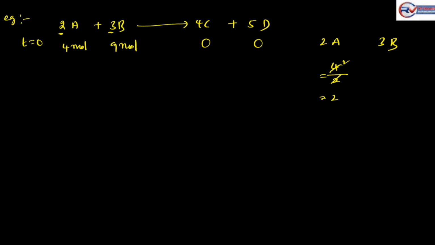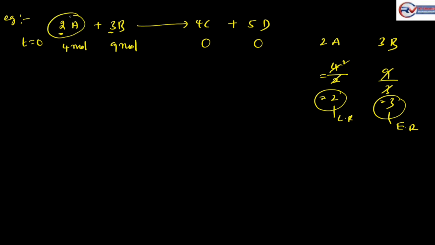Next, taking B, the number of moles is 9 and the stoichiometric coefficient is 3, so this value is 3. The reactant with the least ratio, A with value 2, is the limiting reagent, and the one with the higher value is the excess reagent. In this equation, A is the limiting reagent and B is the excess reagent.